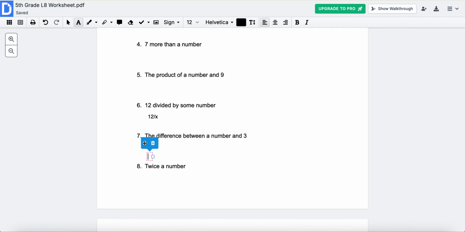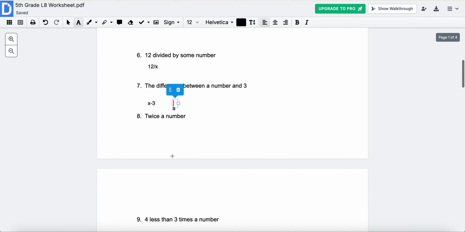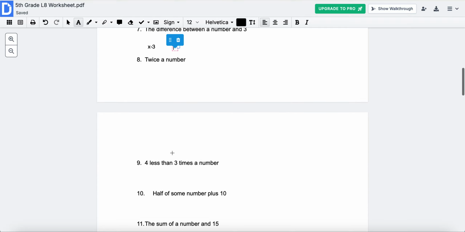The difference between a number and 3. Difference is the same as subtraction, so you're just gonna subtract 3 from x. So you do x minus 3. Next one should be fairly easy.